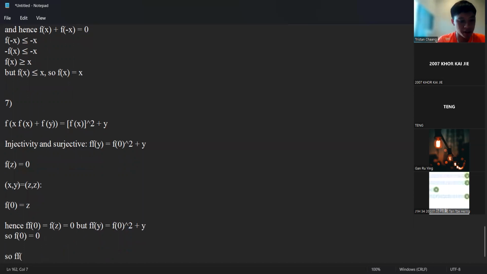Okay. So ffx is x. This is what we call an involution. So basically ffx is x. And the involutions are obviously bijective. So what can we get here?